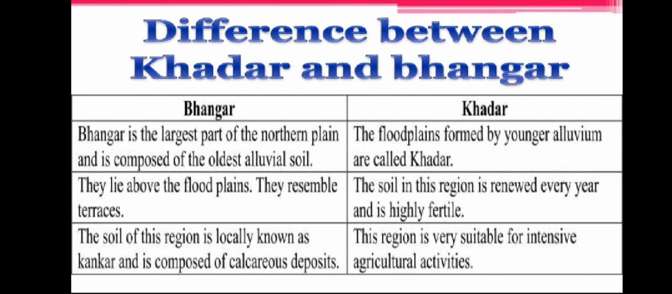And the new alluvial soil is called khadar. It has less concentration of conker nodules than bhangar and it is more fertile than bhangar. You can see the differentiation between these two, bhangar and khadar.